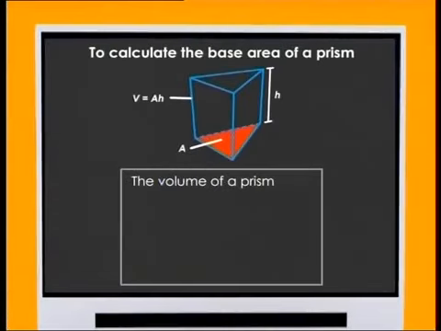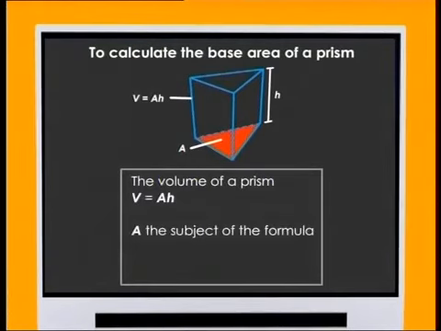The volume of a prism V equals Ah. By making A the subject of the formula, we get A equals V over h. Thus, the base area of a prism can be calculated if V and h are given.